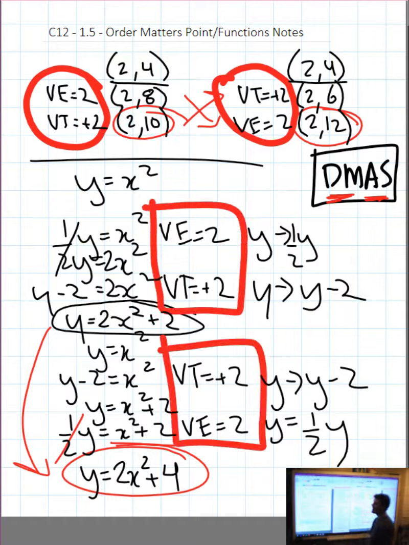Again, order matters. If you're given an equation, do it according to BEDMAS. Multiplication and division before addition and subtraction. Basically, translations last. The only time we would ever do it in a different order is if a teacher specifically told you to do it in that order to make sure you fully understand.